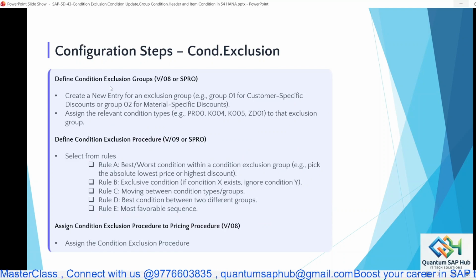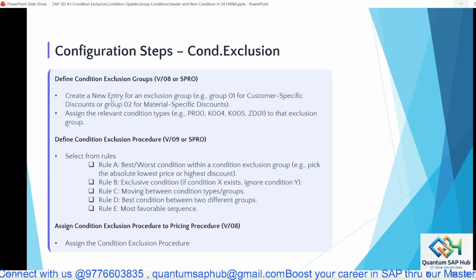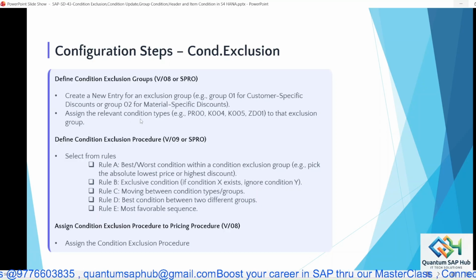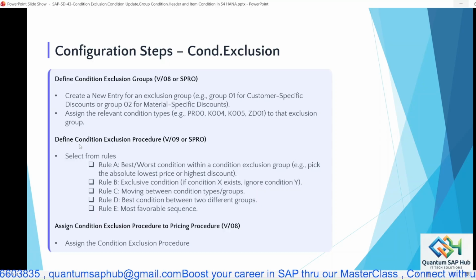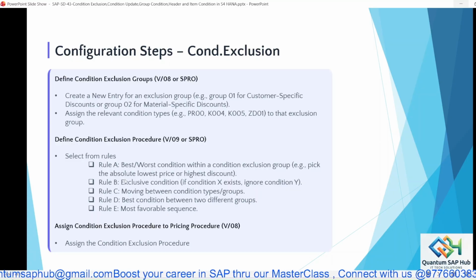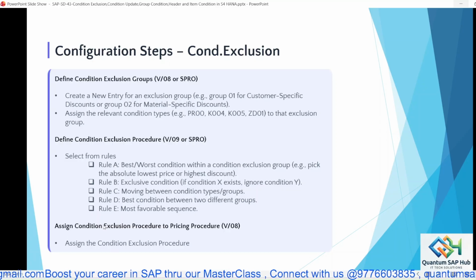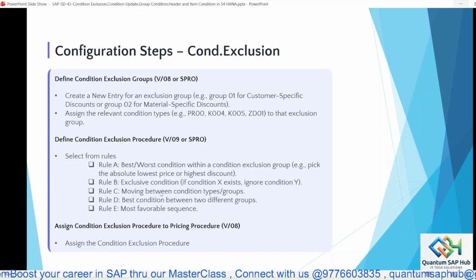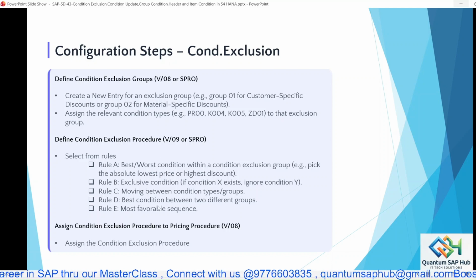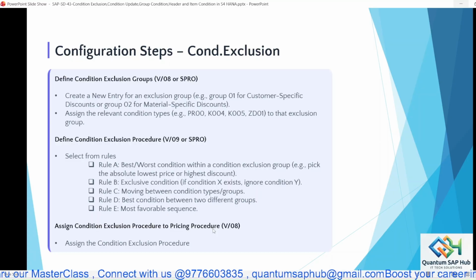Let us go to the detailed steps. You create a condition exclusion group, then create a new entry with the relevant condition types, and then configure the condition exclusion procedure. You will select the rule, and according to the rule, the final value will be determined in the sales order. For that, you need to assign the condition exclusion procedure to the pricing procedure.